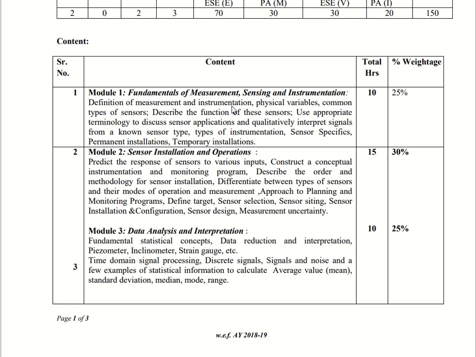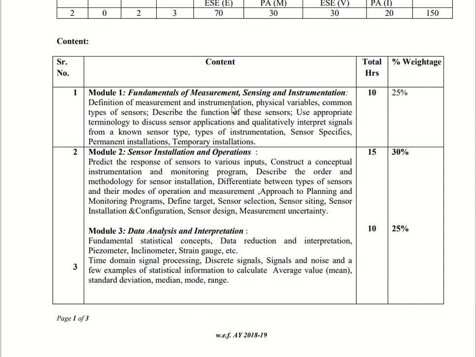In this chapter we are going to discuss the different functions of these sensors. We are going to see how we can use appropriate terminologies in order to discuss the sensor applications and qualitatively interpret signals from the known sensors. We are going to see how many different type of instruments are there and how you can get best out of them. We are going to see the specifications of both instrumentation and sensors.